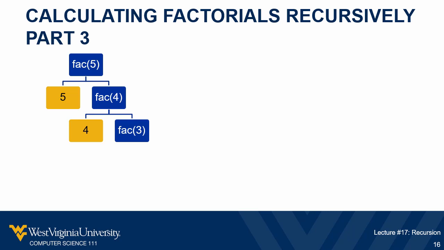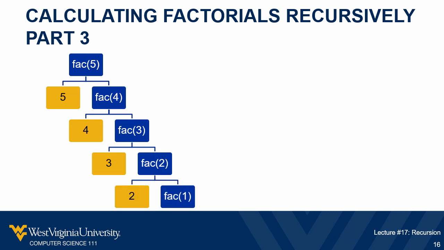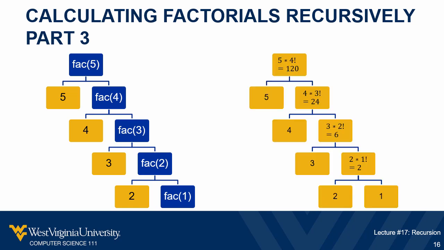And we're going to continue to subdivide that problem until we get down to where fac of 2 is equal to 2 times fac of 1. Fac of 1 is a base case. It's a value for which we know what the answer is, and we don't have to place any more recursive calls to solve things. So at this point in time, we'll be able to start returning values and working our way back up our tree.